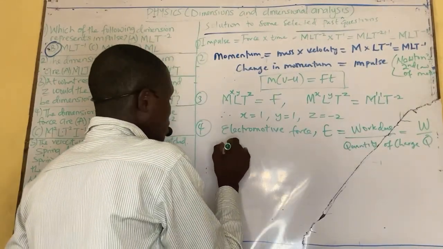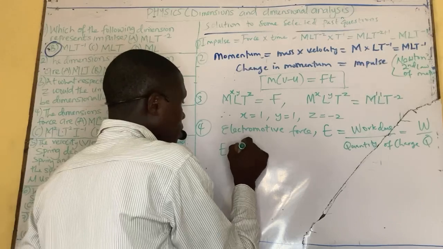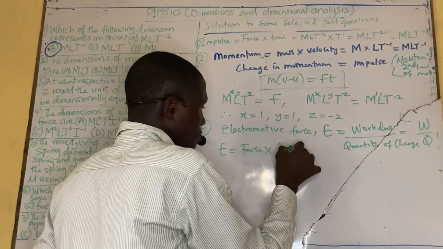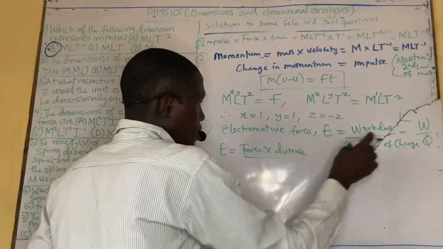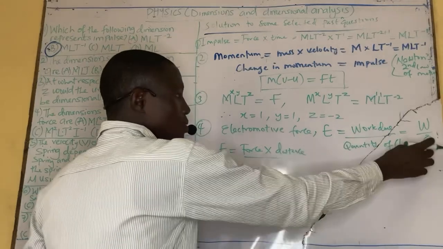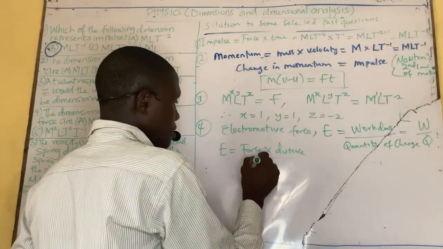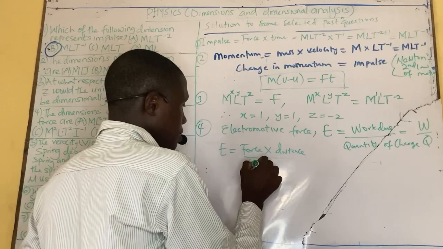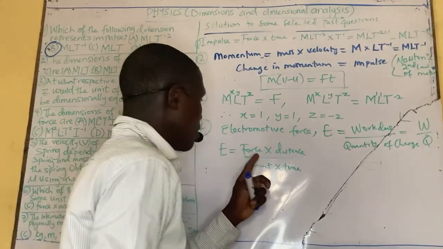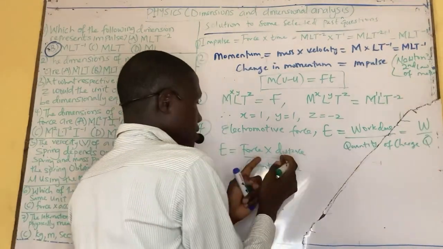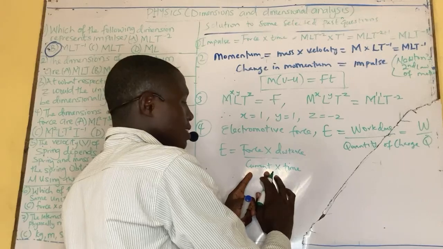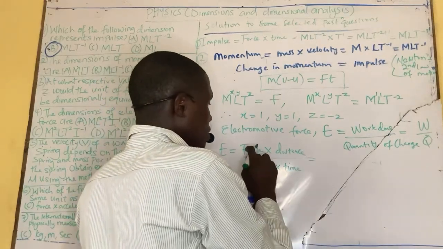So E equals W over Q, which is force times distance all over Q. Q itself is IT, that is current times time. Now, the formula for work done is force times distance. The formula for the quantity of charge is current times time. Meaning that I'm going to have force.